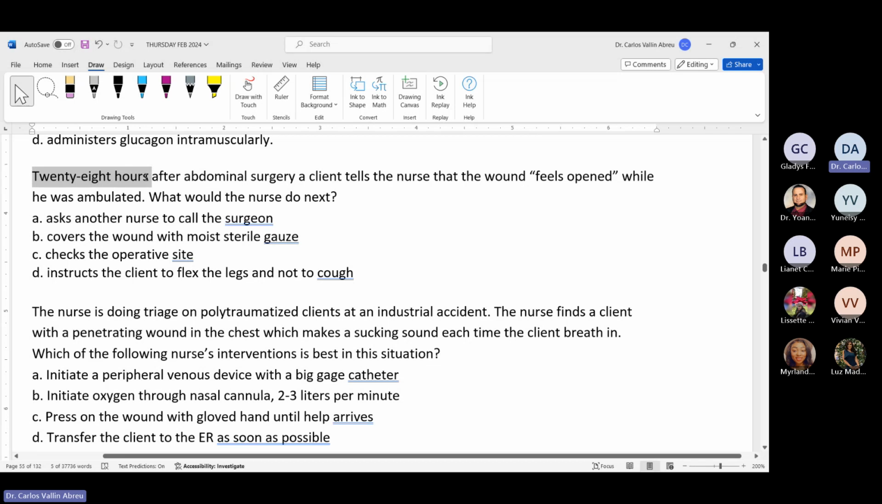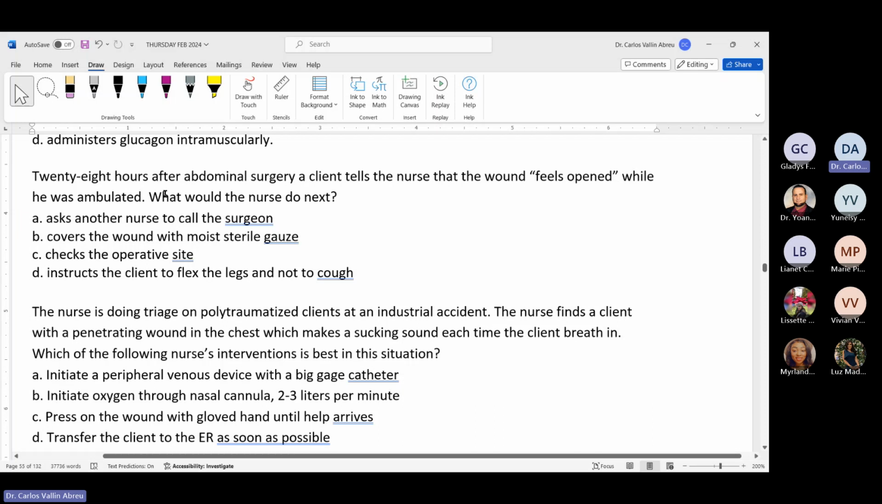28 hours after abdominal surgery, a client tells the nurse that the wound feels opened. So the client is telling the nurse, my wound feels open while he was ambulating. So there is a possibility of having a dehiscence or even an evisceration in this client. It is a possibility.